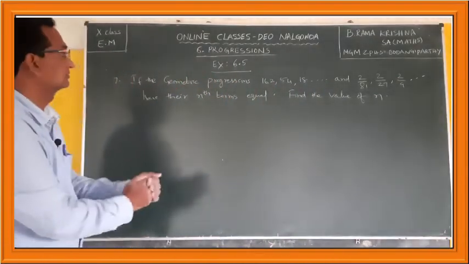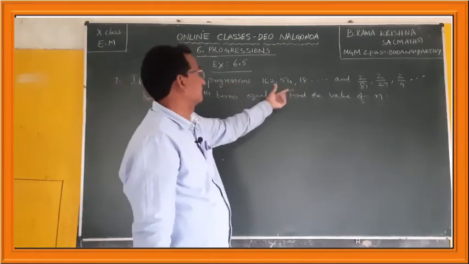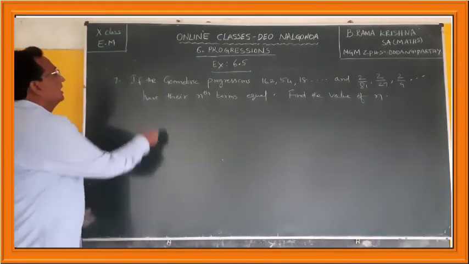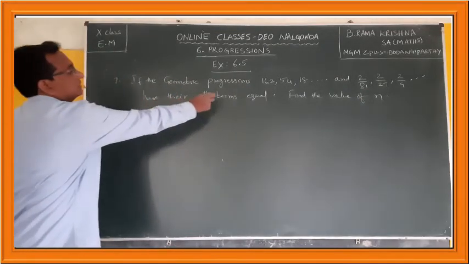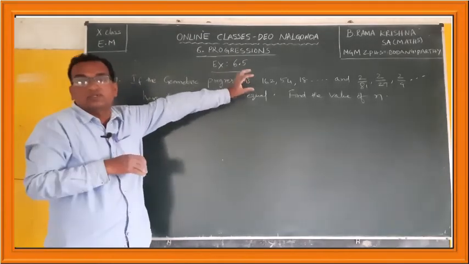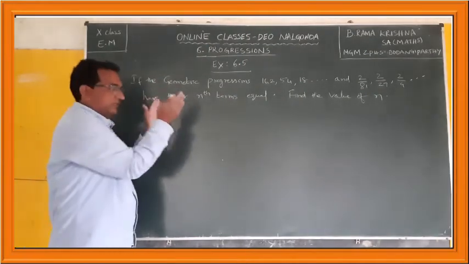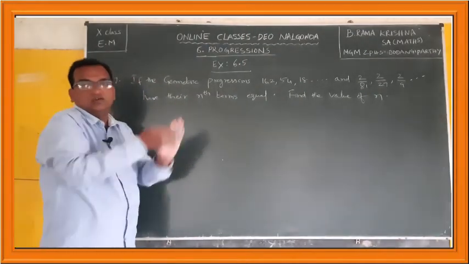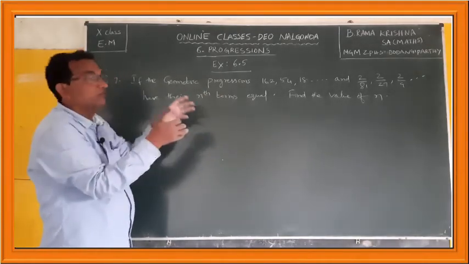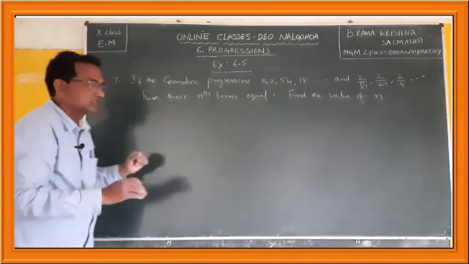Try to understand that. Two progressions are given, this is the first progression, this is the second progression. If the geometric progressions have their nth terms equal, it means the nth term of the first progression is equal to the nth term of the second progression. You have to find the nth term of the first progression, find the nth term of the second progression and make them equal. By making them equal, you can find the value of n. That is very simple. Okay.